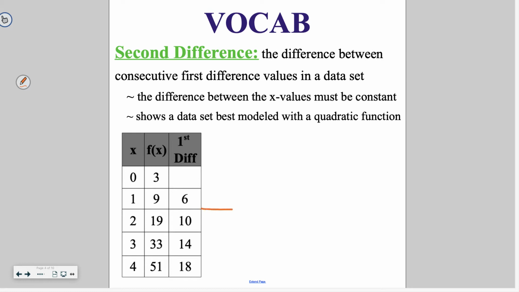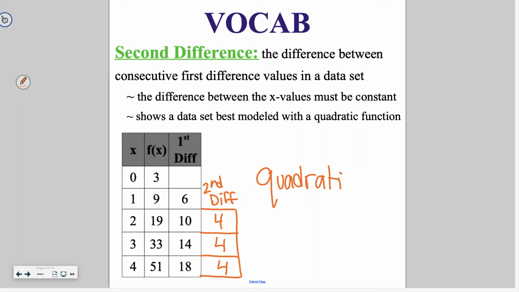So then we're going to go ahead and look at what we're going to call the second differences. So that's how we get between the first difference values. So from 6 to 10, we went up 4. From 10 to 14, we went up 4. From 14 to 18, we went up 4. So those are our second difference values. If your second differences are consistent or roughly equal, then we're going to say that this is for a quadratic function, something with a power of 2 as the exponent. So this is going to be a quadratic function.